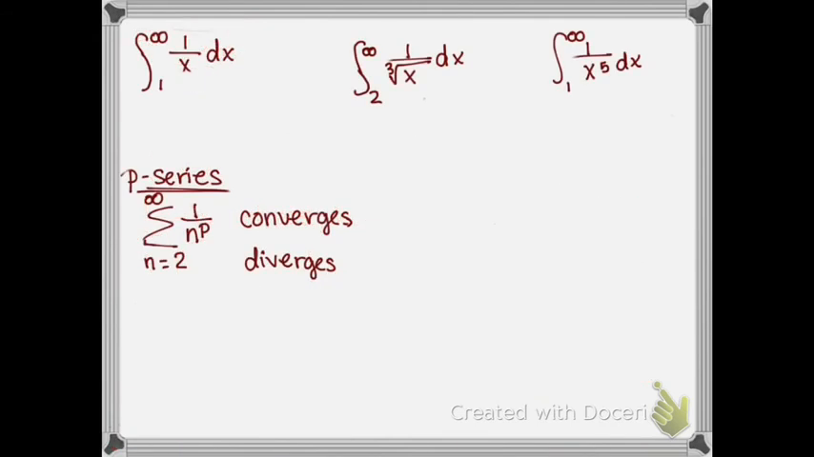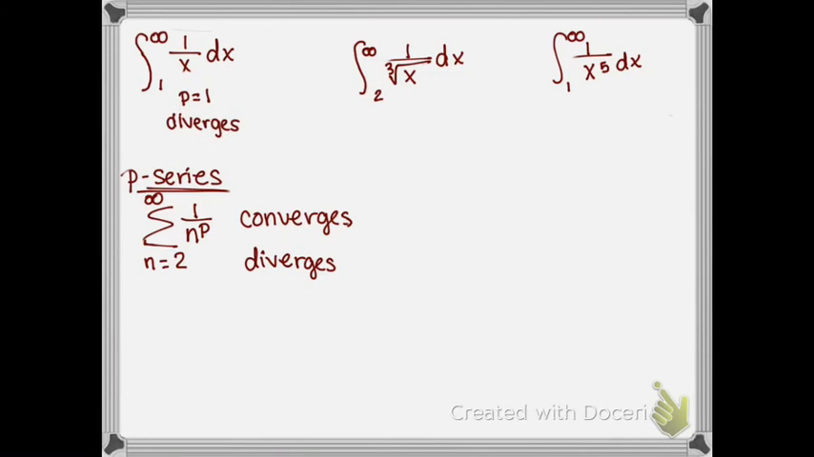Let's take a look at these 3 examples on the top of your screen. These are not series, but they're improper integrals. As you recall, when we have an improper integral from 1 to infinity of 1 over x to the p power, it converges when p is greater than 1. So in this first example, p is equal to 1. This one diverges. Integrals of the form 1 over x to the p diverge when p is less than or equal to 1. They only converge when p is greater than 1.